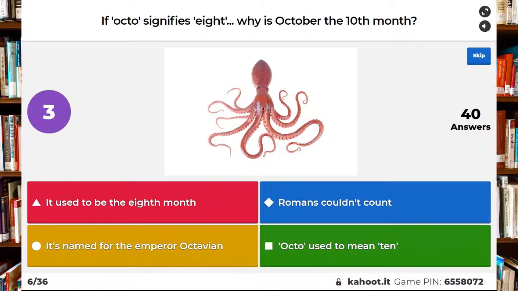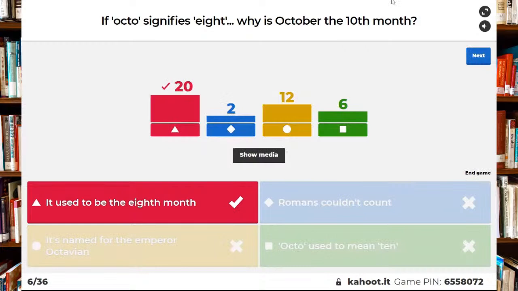October. It's the 10th month, but why? Here we go. Let's find out. And it did indeed used to be the 8th month. The Romans used to have 10 months in the year. For whatever reason, they decided to add 2 months on, and they added them at the beginning rather than at the end. So when you think about it, September, Sept is normally 7, October, November is normally 9, and December, DEC, is normally 10. So all the numbers were put out.